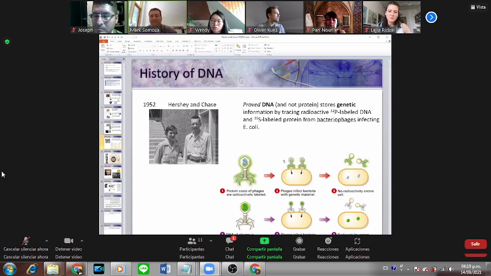And they found that after infection, there was no sulfur labeling entering the bacteria, which is sort of the definitive proof that the protein content does not transmit information, and it has to be the DNA or RNA, I guess, in the case of some viruses. But anyway, I think they didn't know at the time that there are both RNA and DNA viruses.